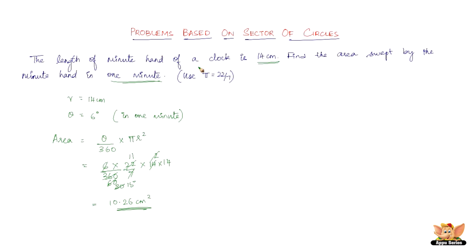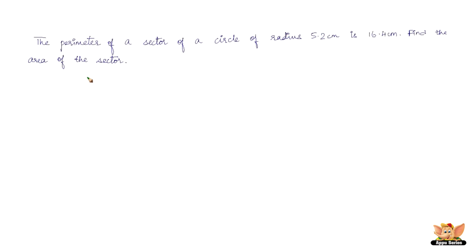So before we conclude this video, let us quickly solve another problem. So here we are with another problem which reads this way. The perimeter of a sector of a circle of radius 5.2 centimeters is 16.4 centimeters. Find the area of the sector. Well, this is a pretty not a straightforward problem. If you notice, it is straightforward, but you just need a little bit of focus here to notice this word perimeter.